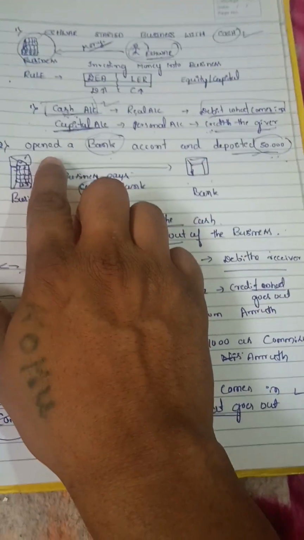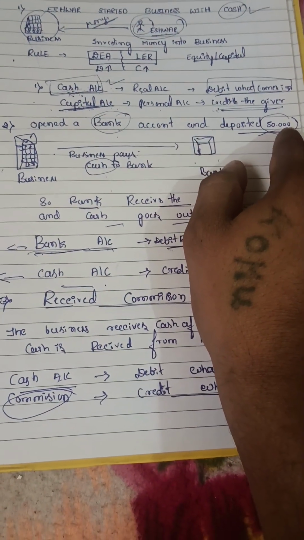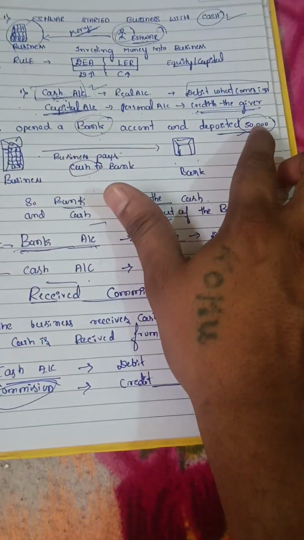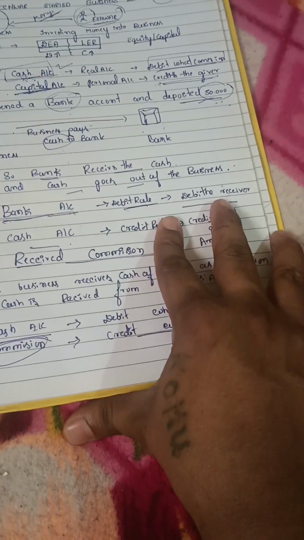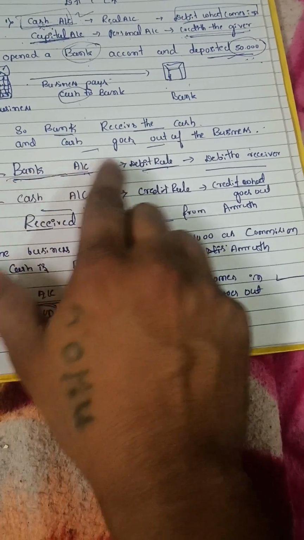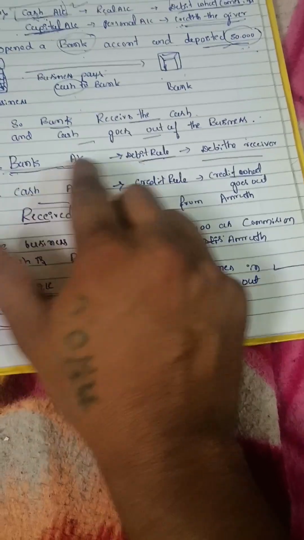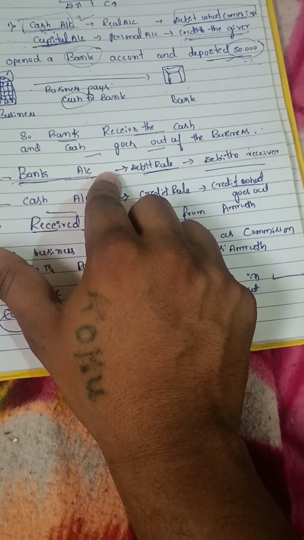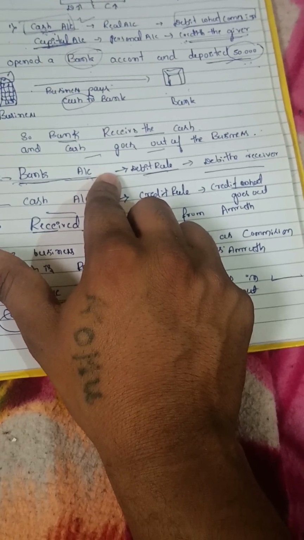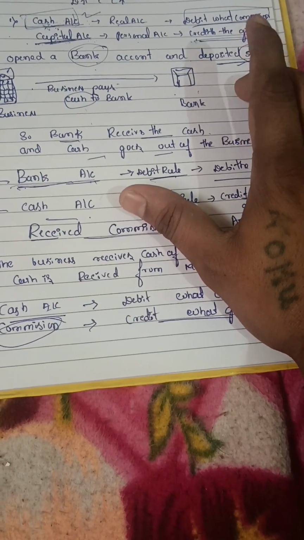Second one, opened a bank account and deposited 50,000. Now here two accounts are impacted, one is bank, another one is cash. What is happening here now? First we'll look into the journal entry. What is the journal entry? Bank account debit to cash account. Why are we debiting bank account? Bank account comes under personal rule. Debit the receiver, credit the giver. Debit the receiver means what? Bank is receiving the cash.